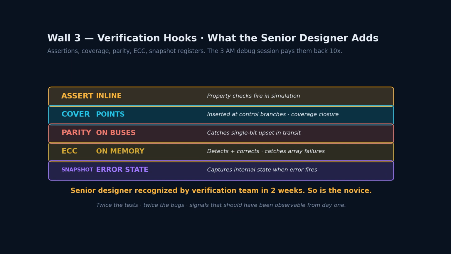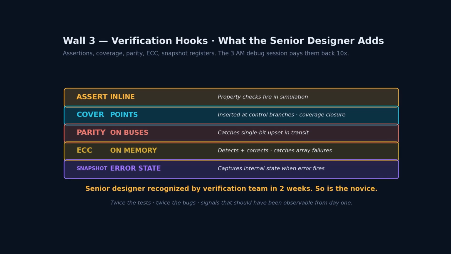Assertions are embedded in the code. Coverage points are inserted at key control branches. Each one is a small extra line that pays for itself 10 times over in debug time. A parity bit on every internal bus. An ECC code on every memory. A counter that increments on every error. A snapshot register that captures the state when an error fires.